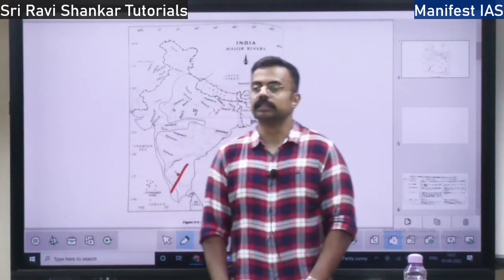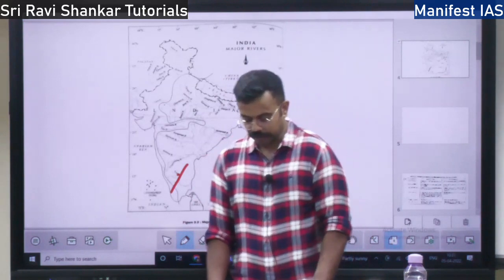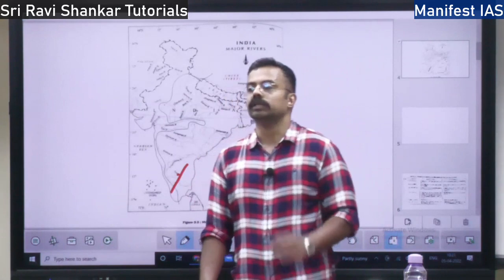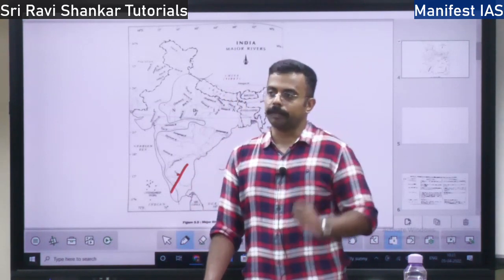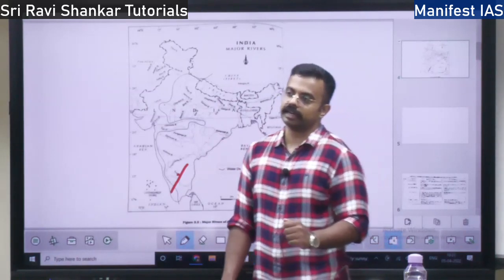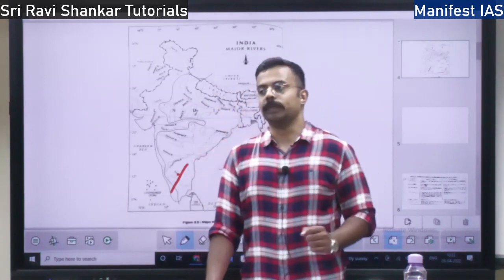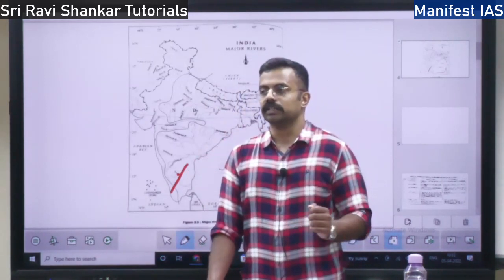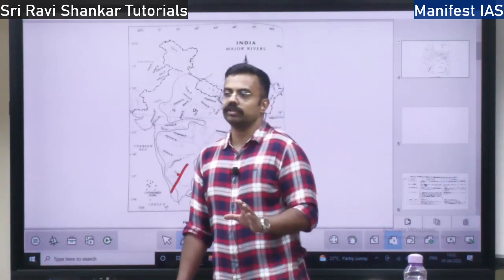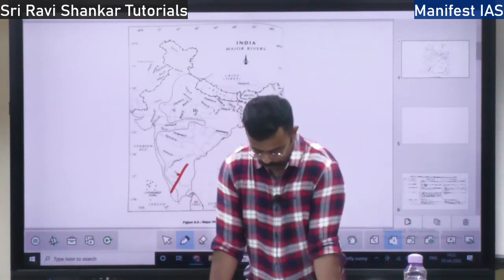So next is the Tapi River. Where does it originate? It originates in Madhya Pradesh, in the Betul region. Multai in Betul is where the Tapi River originates. What is the total length of the Tapi River? It is 724 kilometers. What is the catchment area or river basin of the Tapi River? You have Maharashtra, Madhya Pradesh and Gujarat. So these three states are where the catchment area of the Tapi River falls.